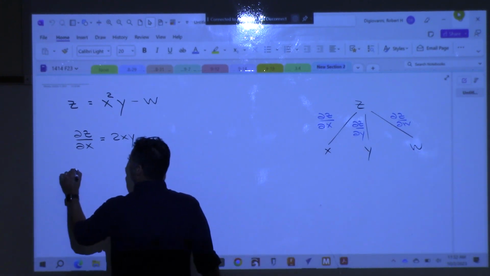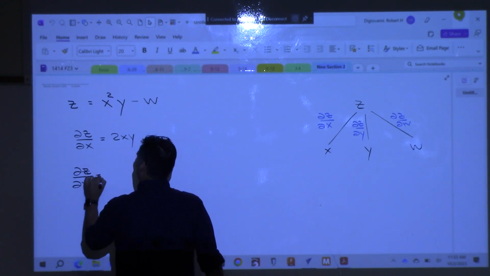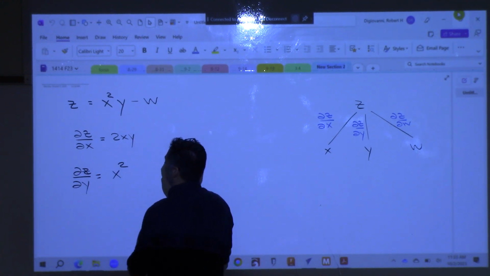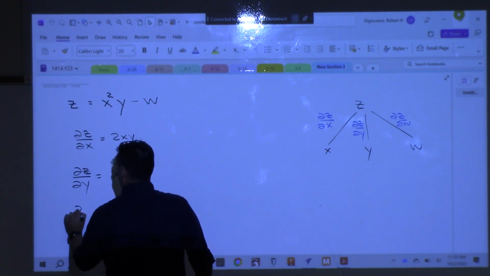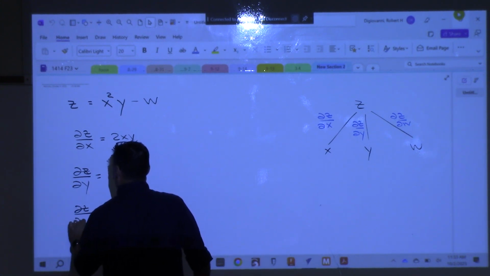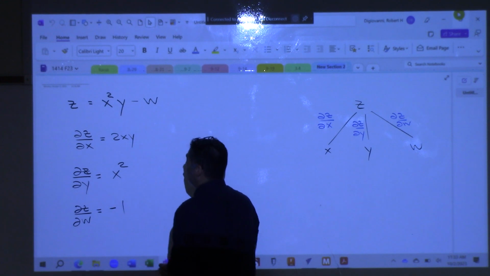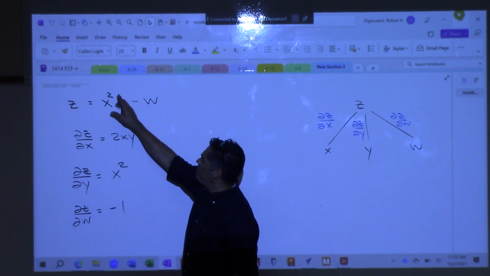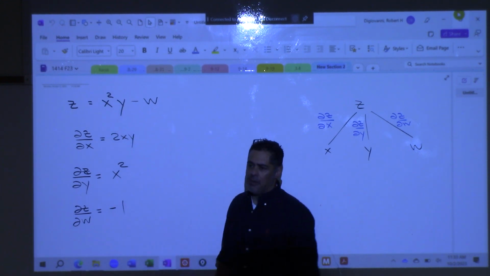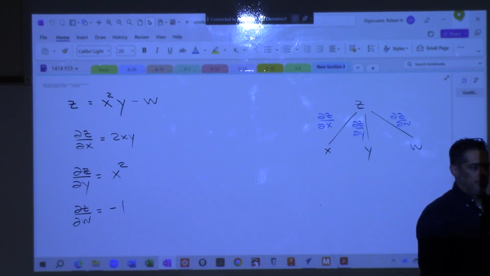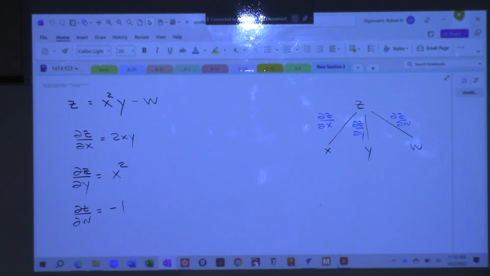What's the partial of z with respect to y? X squared. And finally, what's the partial of z with respect to w? Negative 1. Because this is all a constant now, right? Derivative of that is 0, and then derivative of negative w is negative 1. You ready for the next one?